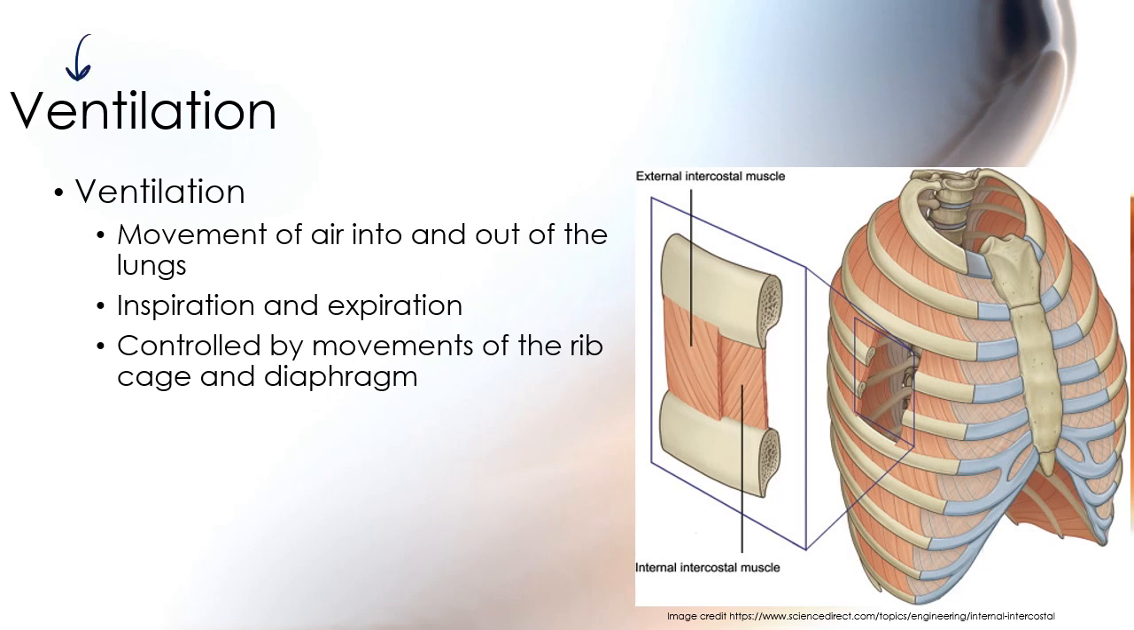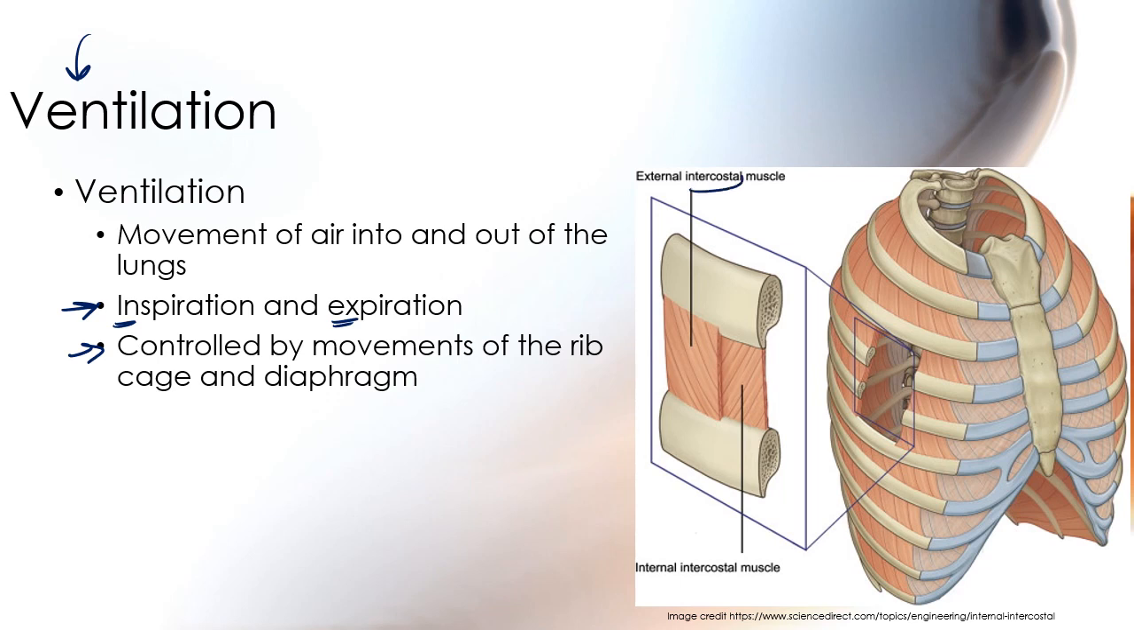Ventilation is the first process that we're going to talk about. Ventilation is the movement of air into and out of the lungs. We've got two varieties of that, inspiration and expiration. Air in, air out. This is all controlled by movements of rib muscles and the diaphragm, which is another muscle. So let's talk about these rib muscles first.